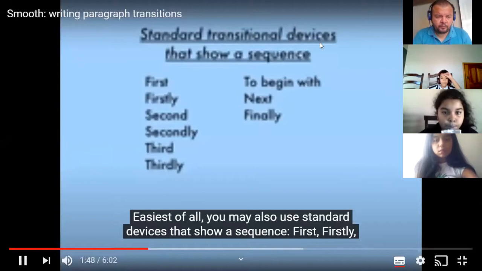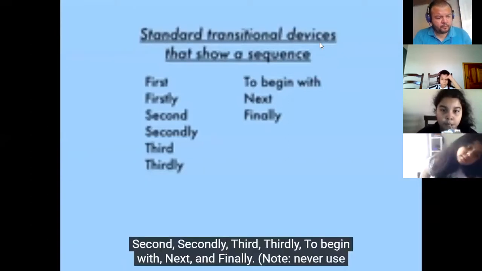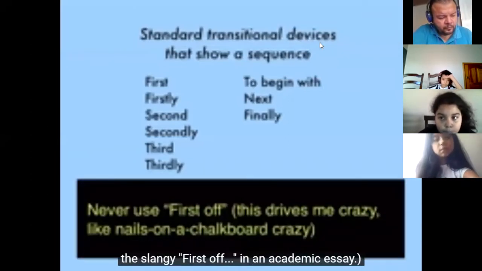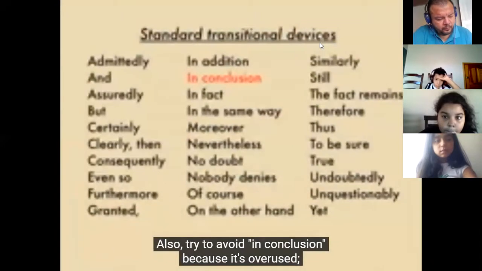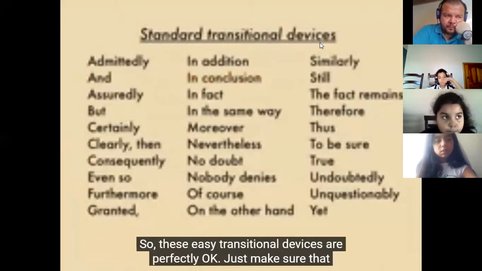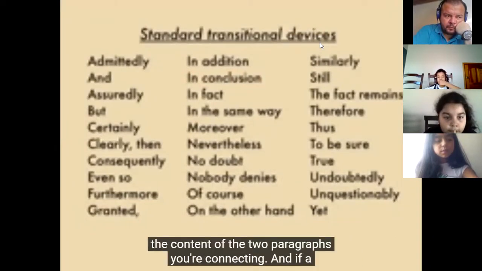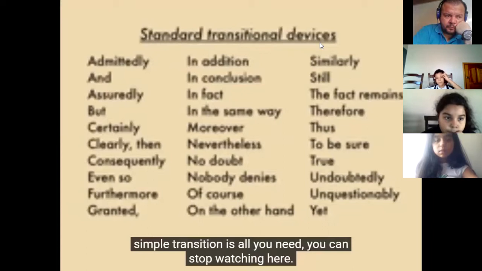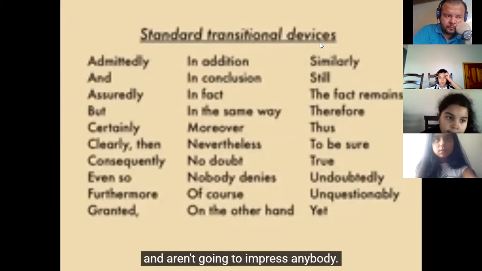First, firstly, second, secondly, third, thirdly, to begin with, next, and finally. A note, never use the slangy first off in an academic essay. It drives me crazy. Also, try to avoid in conclusion because it's overused. The simple so does the same thing, as I will show you in my next sentence. So, these easy transitional devices are perfectly okay. Just make sure that the transition you choose is appropriate to the content of the two paragraphs you're connecting. And if the simple transition is all you need, you can stop watching here. But honestly, these kinds of paragraph transitions are pretty simple and mechanical and aren't going to impress anybody.